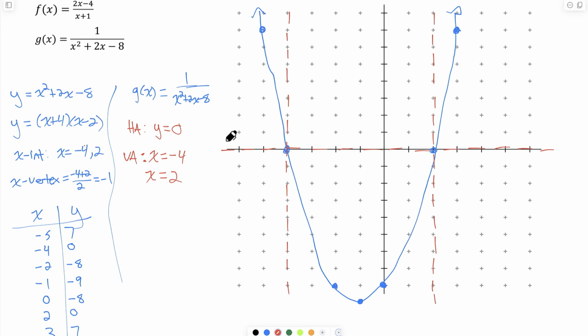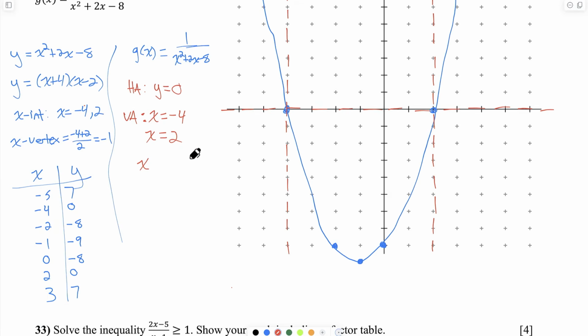And then I can make a rough sketch of this reciprocal quadratic. It's going to look like this, same intervals of when it's positive and when it's negative. And I know it's going to be approaching the asymptotes at the extremes. But I'll get some more accurate points to be able to sketch it a little bit better than that.